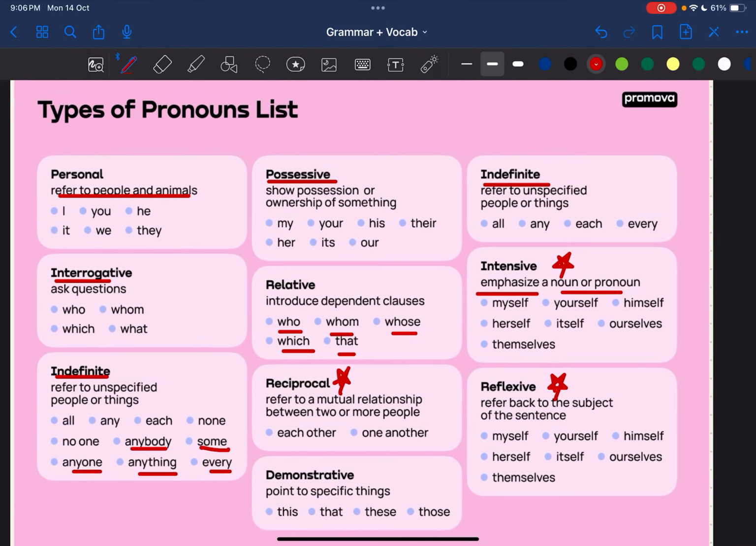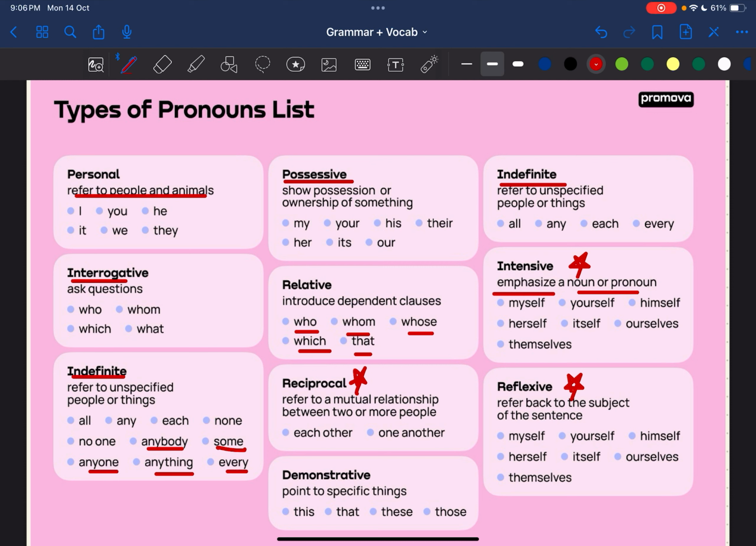एक बार फिर से देख लेते हैं. Personal जब हम people की बात कर रहे हो. Possessive जब हम किसी चीज़ पे ownership दिखा रहे हो, this is my bag. Indefinite है जब हम unspecified things की बात कर रहे हो. Interrogative is जब हम questions पूछ रहे हो. Relative will always introduce my dependent clause. Intensive will emphasize a noun or a pronoun, while reflexive will come back to the subject. I will make my lunch myself. ठीक है, subject पे वापस आ रही हूँ मैं. Reciprocal is mutual relationship पे बात कर रहे हैं. Each other, one another. And demonstrative is about pinpointing things, this, that, these.